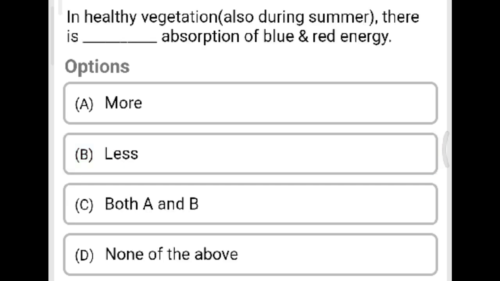Next question, in healthy vegetation also during summer there is dash absorption of blue and red energy. Option A more, option B less, option C both A and B, option D none of the above. The correct answer is option A more energy. In healthy vegetation there is a more absorption of blue and red energy.